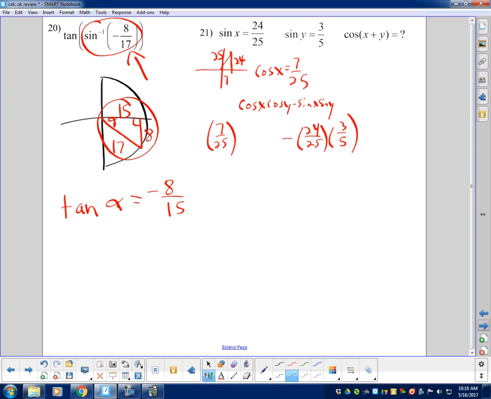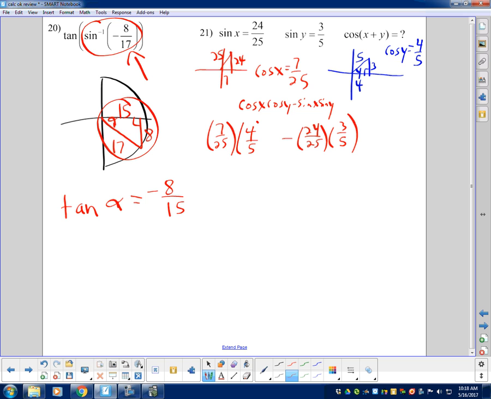And then over here, this other guy, let's use a different color, draw a picture for sine of y. Sine of y equals 3/5. So it might look something like this. There's my right angle, there's y. Opposite is 3, hypotenuse is 5, that means the adjacent is 4. So cosine y equals 4/5. So I can place 4/5 in for cosine.